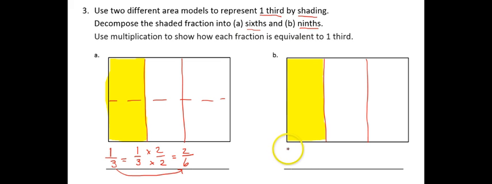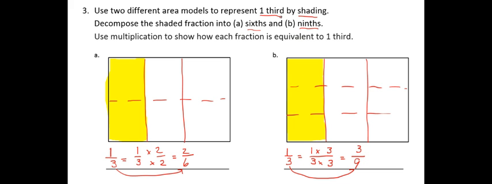In the next model, we need to change our thirds into 9ths. Well, if I multiply 3 times 3, that would give me 9 pieces that make the whole. So that means I'm going to divide it into 3 rows. So you can see the 9 pieces that make the whole, and you can also see that we have 3 pieces shaded instead of just 1. That means that 1/3 is equal to 3/9.